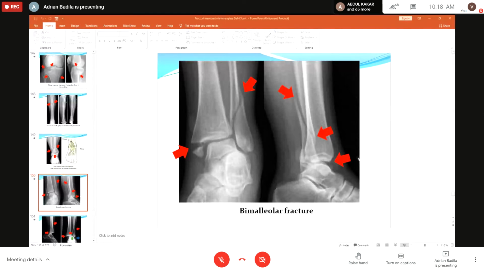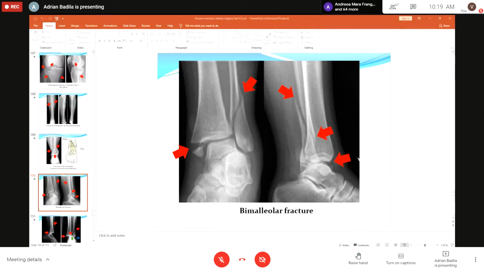Let's try to identify the fracture and also to indicate the optimal treatment. What kind of fracture is it? What is fractured? Bimalleolar fracture. Yes, it's a bimalleolar fracture. Why? Because we have a fracture of the tibial malleolus, but also a fracture of the peroneal malleolus. Fracture of two malleolae means bimalleolar fracture.